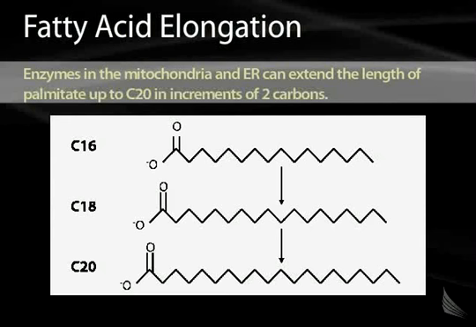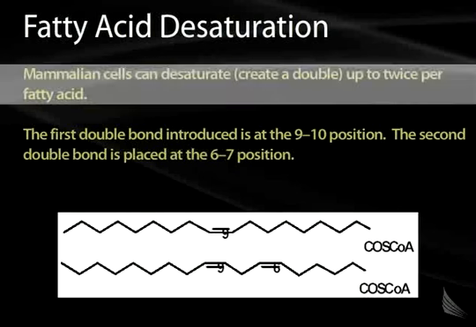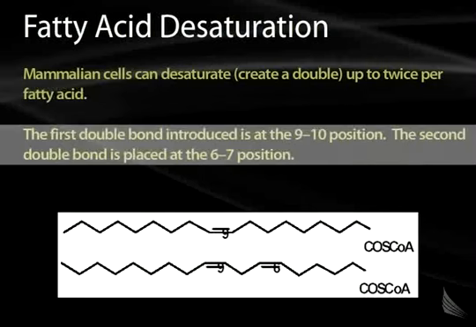So these enzymes will convert a molecule of palmitate, C16, to a C18 fatty acid, and then subsequently to a C20 fatty acid. Now, the other thing that we need to do is desaturate some of these fatty acids. Desaturated fatty acids play a crucial role in cells, especially in membranes. And so you need to be able to create double bonds. Now, mammalian cells have enzymes that can create 2 different double bonds, one between the 9 and 10 position, and one between the 6 and 7 position.